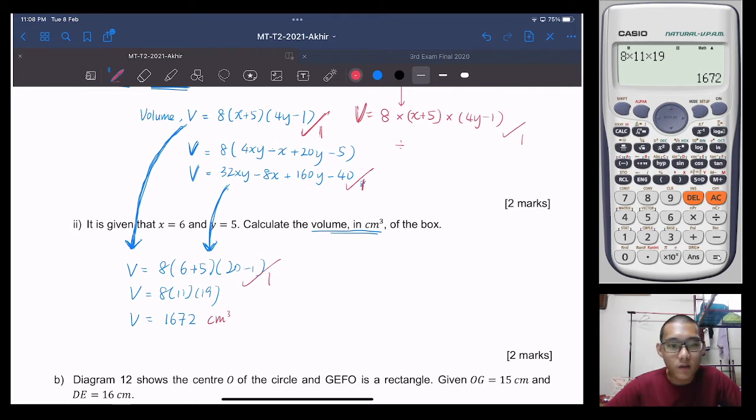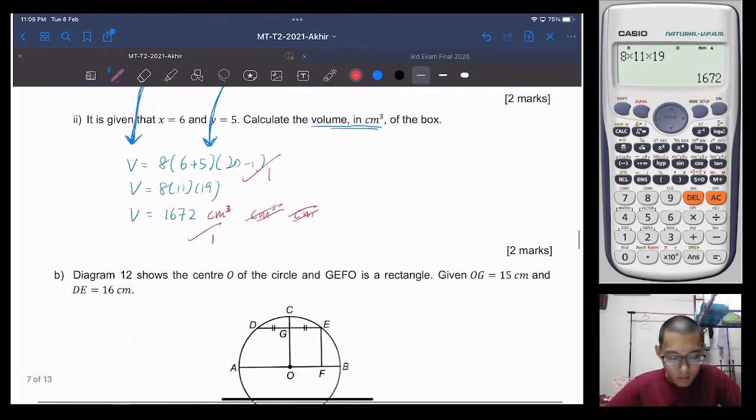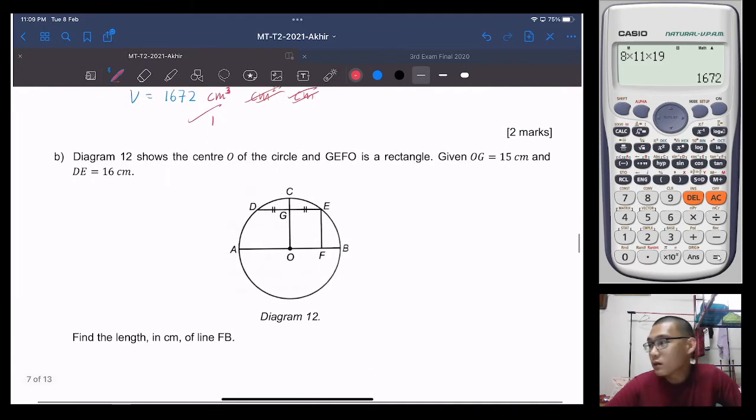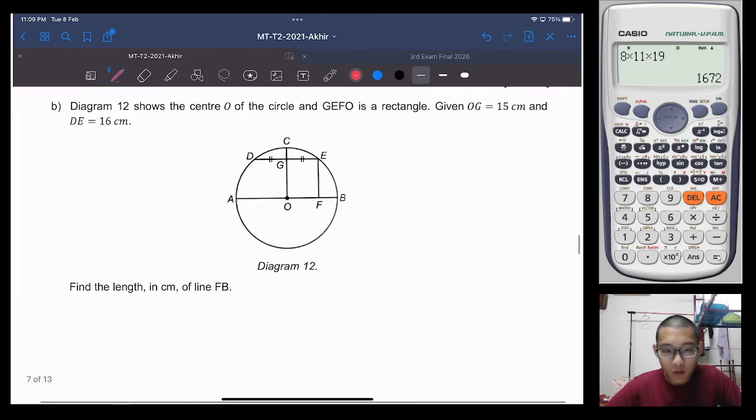The important thing is to give a correct unit. For the volume, if you give cm square or cm only, it's wrong already. So make sure when you write down something, write it down correctly. So we have 2 marks. So that's for question 2a. I answer until this first and then I take the rest.